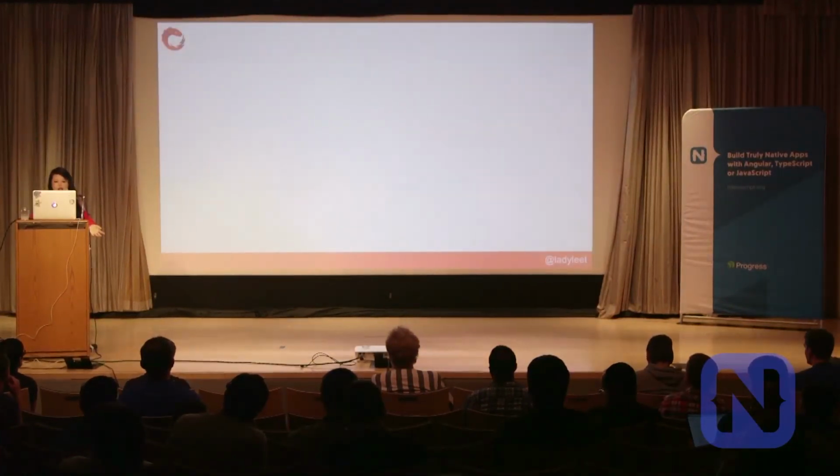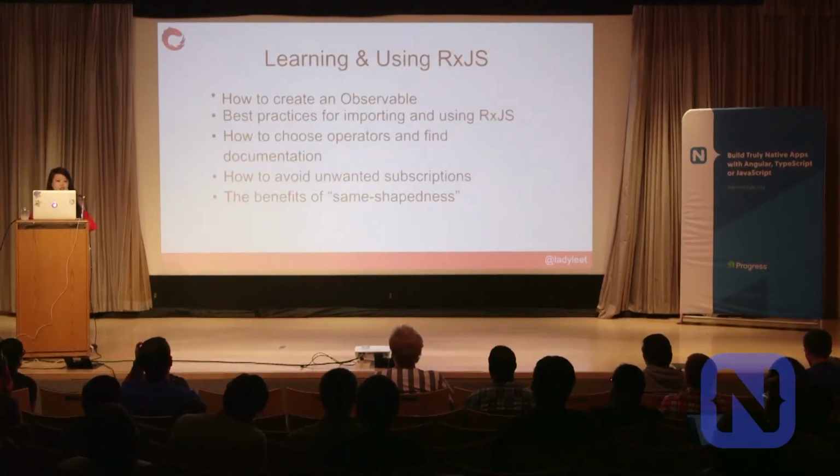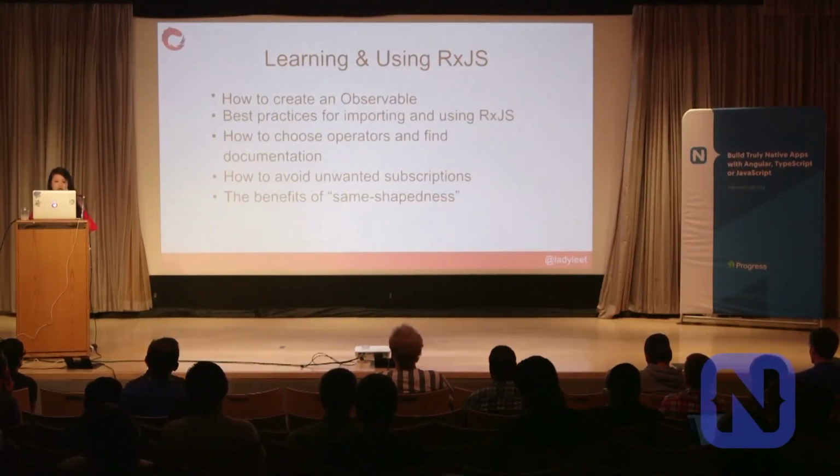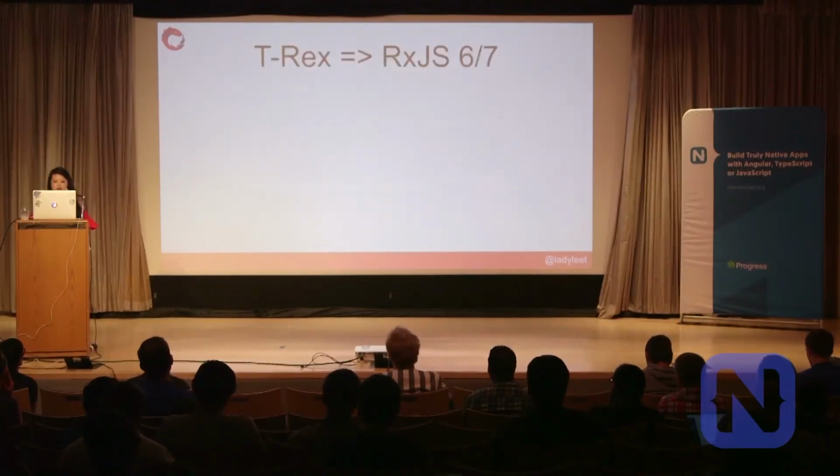Okay, so we went through a few things. We went through how to create an observable, best practices, how to choose operators, find documentation, avoiding unwanted subscriptions, wrapping APIs, which was in the Angular application, and benefits of same-shapedness. But what's really exciting is what's coming up next for RxJS 6 and 7. So let's talk about that for a second.